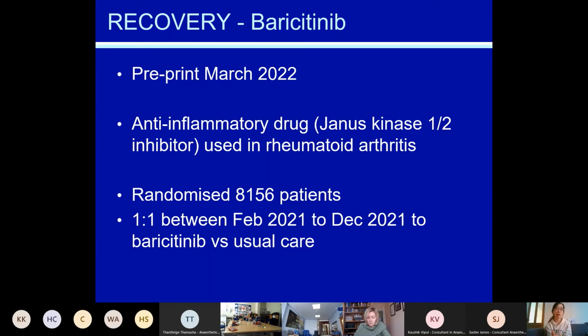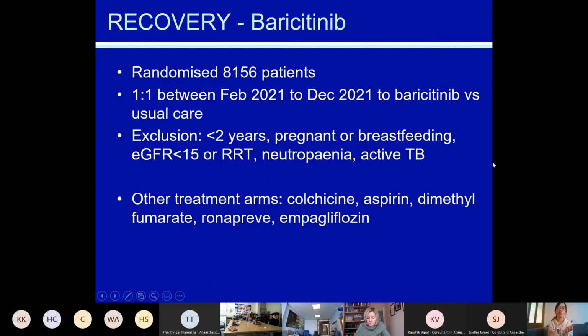So for baricitinib, 8,000 patients were recruited and randomized between baricitinib and usual care. And usual care now involves everything that we know: dexamethasone, tocilizumab, ronapreve if they haven't had a vaccine, and CPAP until they need intubating. So usual care now has drastically changed from when dexamethasone was first introduced.